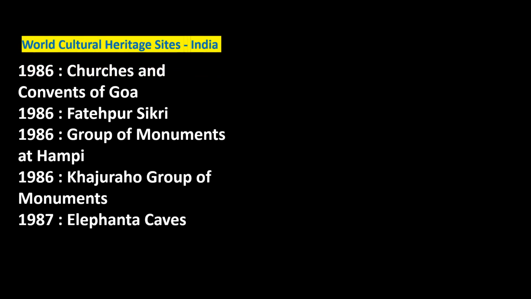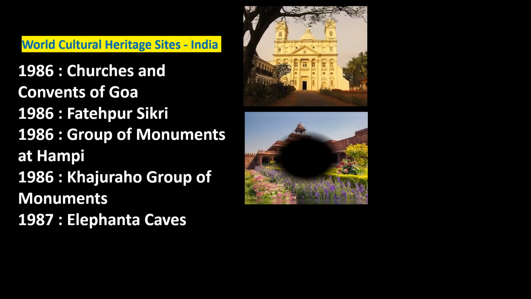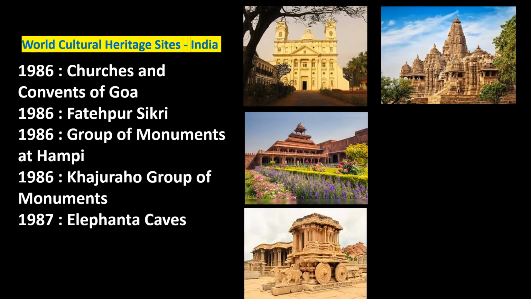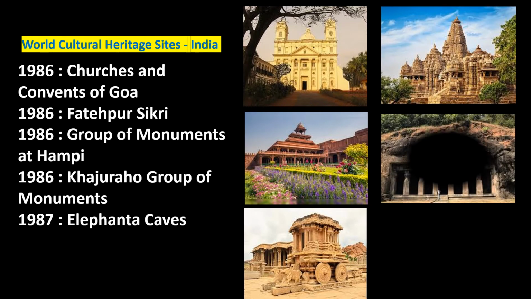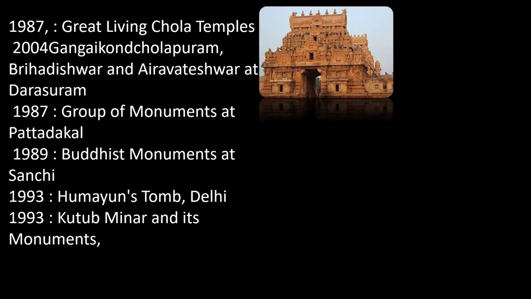1986, churches and convents of Goa. 1986, Fatehpur Sikri, a city built by Akbar. 1986, group of monuments at Hampi. 1986, Khajuraho group of monuments. 1987, Elephanta Caves. 1987, Great Living Chola Temples.